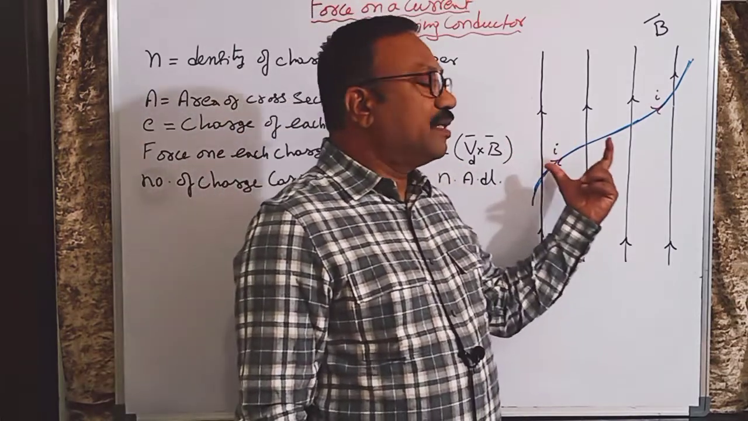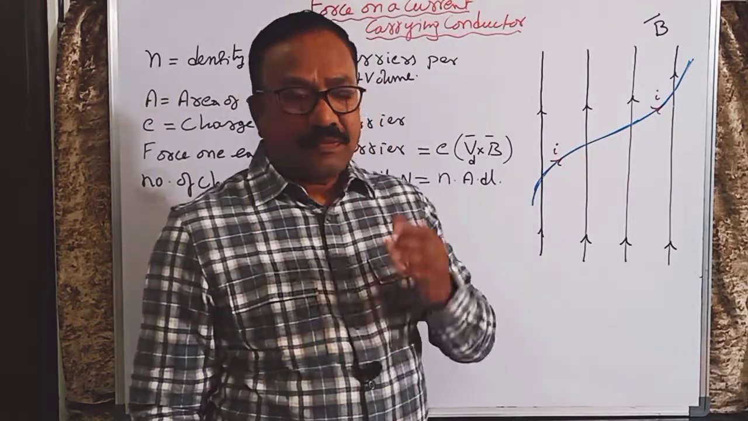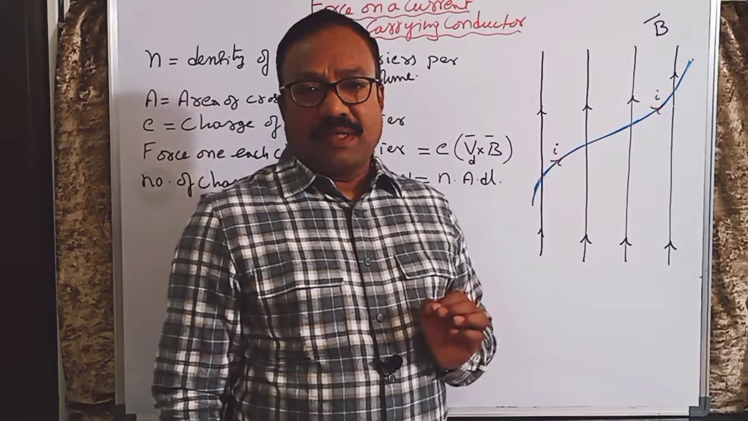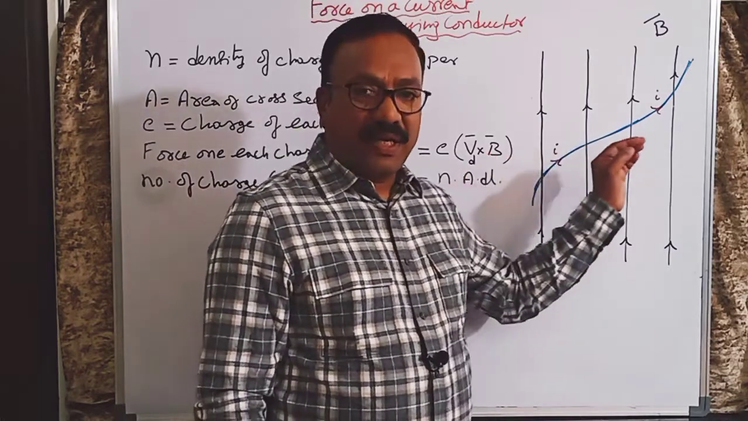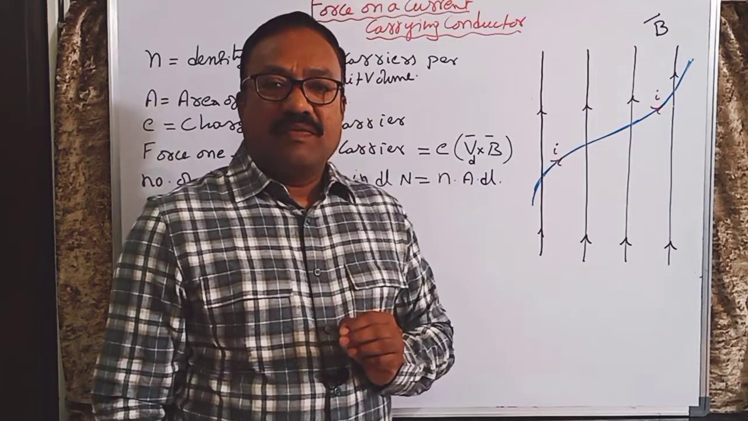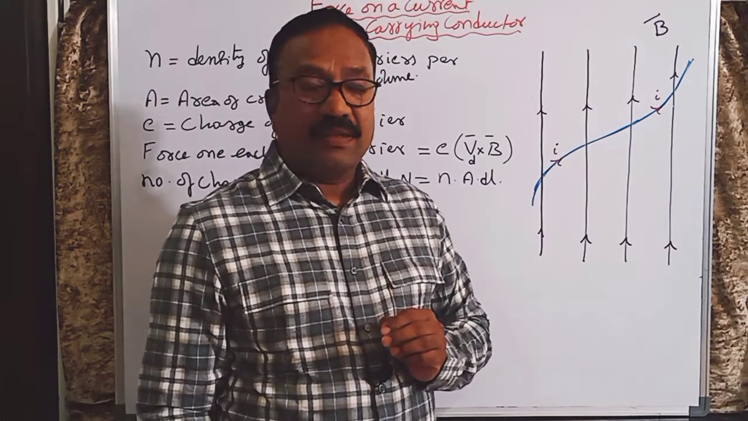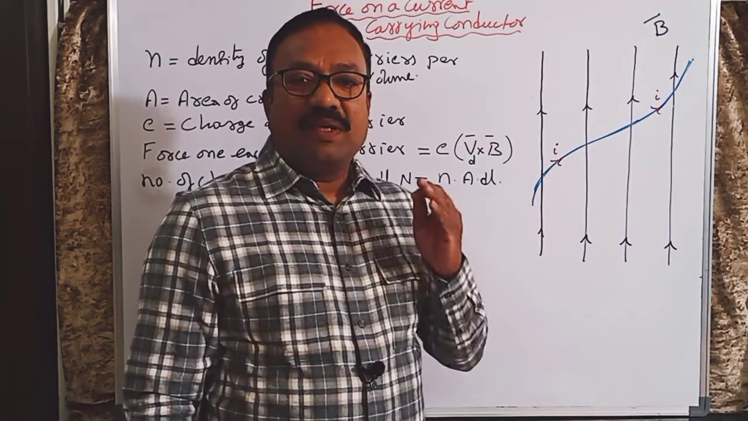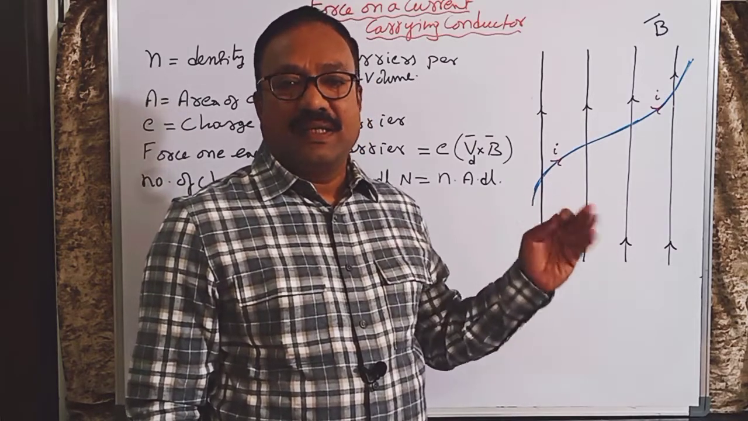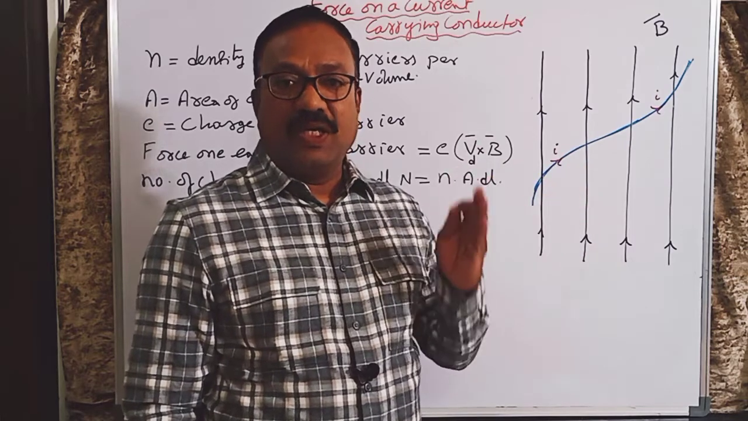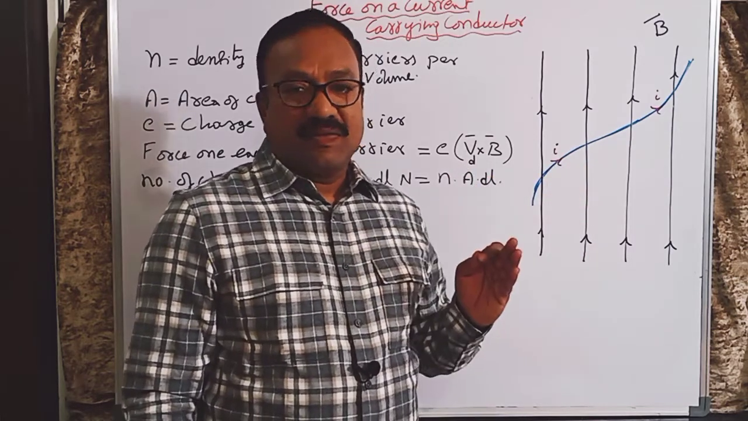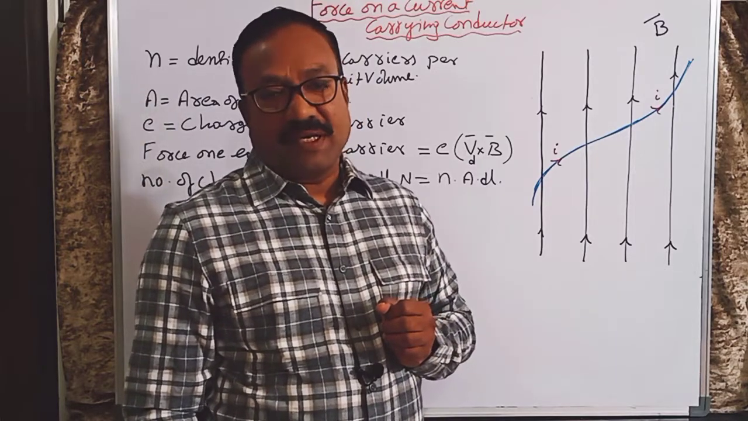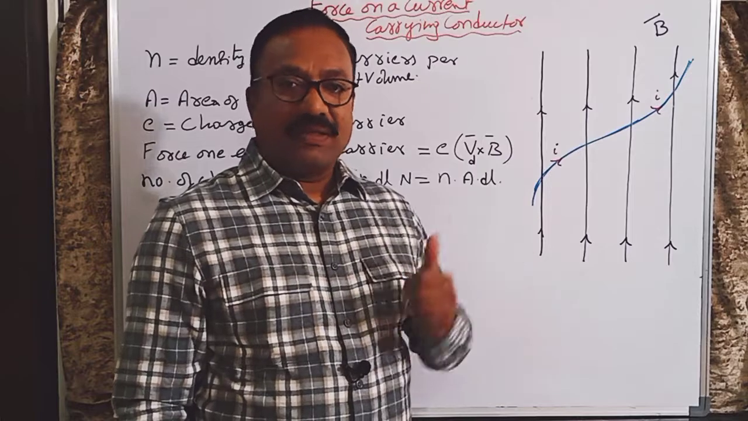First of all, why will this conductor experience a force? In the previous topic, we have studied that whenever a charged particle is moving in a magnetic field, the charged particle will experience a force. That is, the magnetic field will exert a force on the charged particle, and that will be given by BQV sine theta. B is the magnetic field, Q is the charge, V is the velocity of the particle, and theta is the angle between the velocity and the magnetic field, as we have studied in the previous lectures.